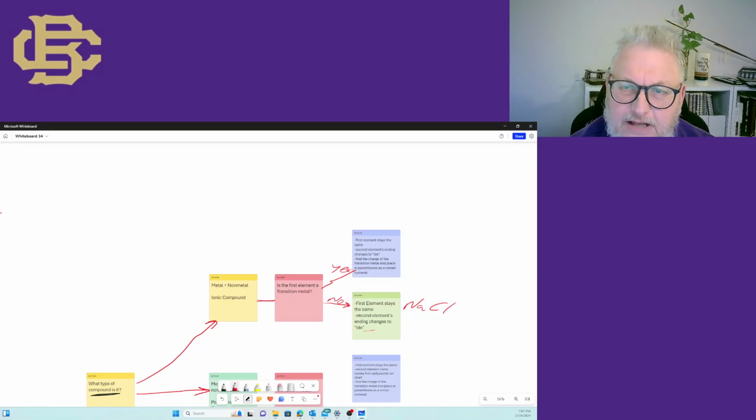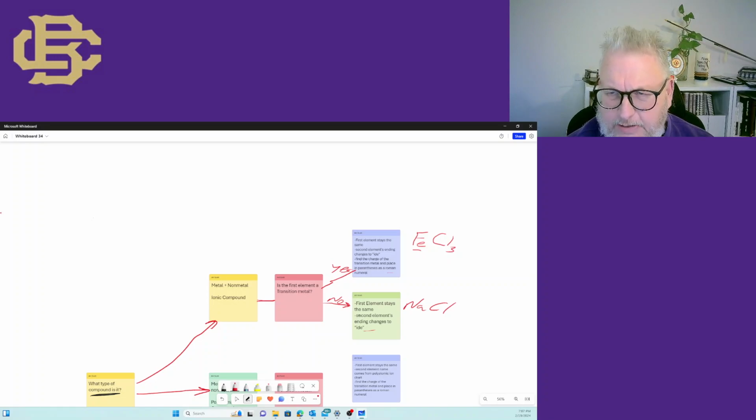Now if the first element is a transition metal, the second element's ending always changes to IDE. We're going to find the charge of the transition metal and place it in parentheses as a Roman numeral. So I'm going to make one up from scratch. Let's say I've got iron chloride, FeCl3. I've got a transition metal here.